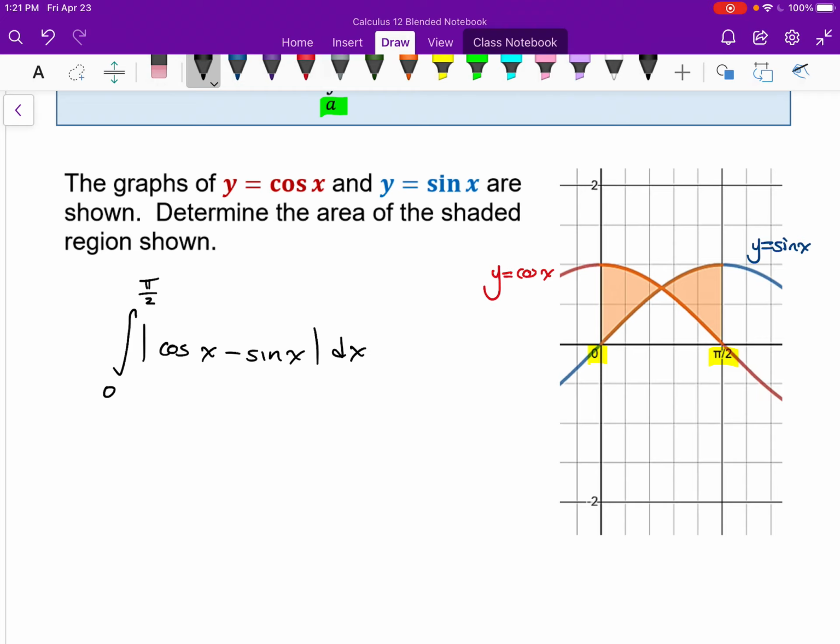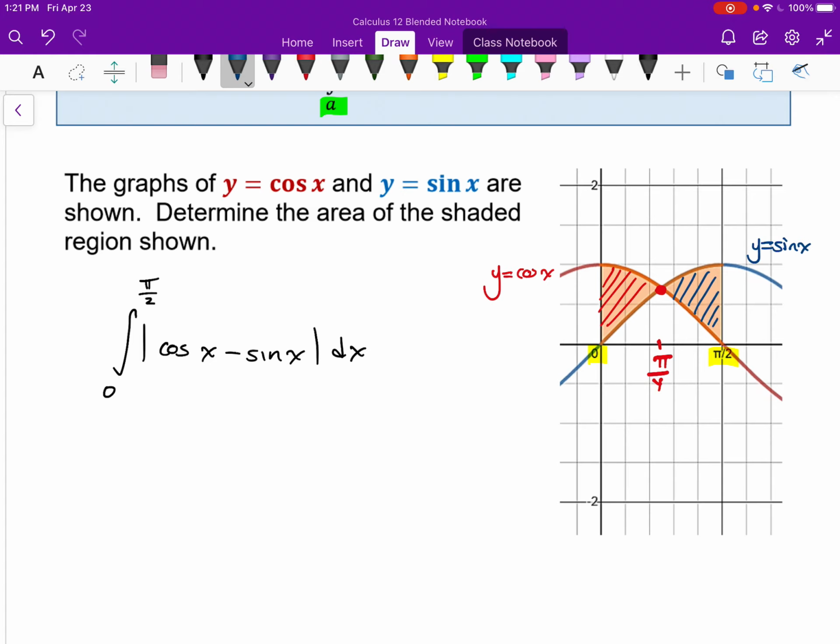How do I find the area of this? Well, really what I want to do is break it up into 2 chunks and realize at this point here, which is pi over 4, in this first region, this is where cosine is greater than sine. In the second region, this is where sine is greater than cosine.